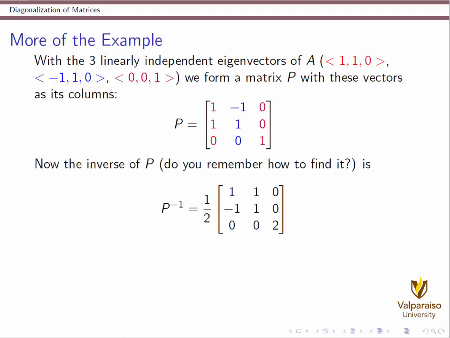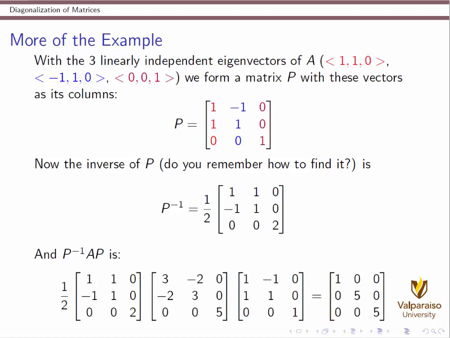So remember, we want to do P inverse times A times P. So we have to compute P inverse. There it is. Another thing you have to remember. Good grief. And when we build P inverse A P, we end up with a diagonalized version of A, and just as predicted, the diagonal entries of this new diagonalized A are just the eigenvalues of A. It worked.